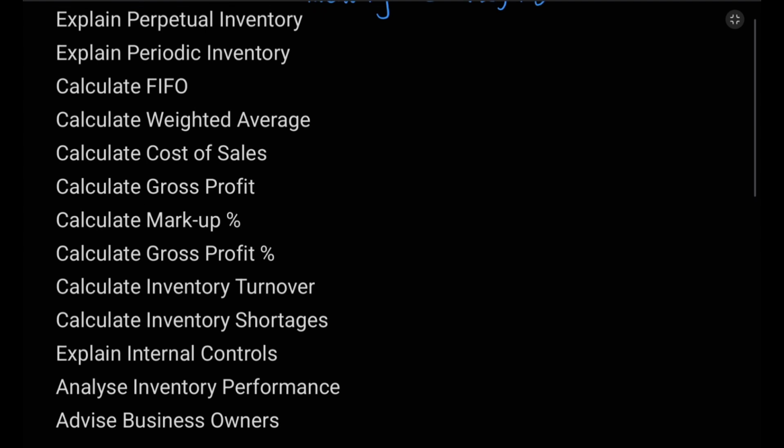So in inventory, you have to be able to explain the perpetual inventory, to explain the periodic inventory, to calculate the FIFO, to calculate the weighted average, to calculate the cost of sales, to calculate the gross profit, to calculate the markup percentage, to calculate the gross profit percentage, to calculate the inventory turnover, to calculate the inventory shortages, to explain internal controls, to analyze inventory performance, and to advise business owners.